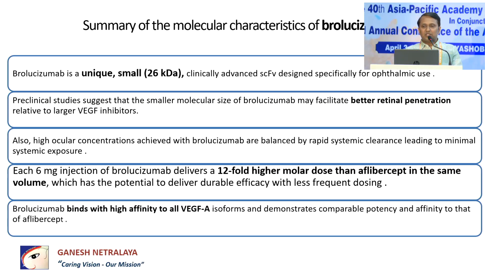So the new molecules which are there in our portfolio, like brolucizumab. Brolucizumab is a very unique and small molecule, known for better penetration, and it inhibits the larger VEGF molecules. It has been found that it has 12 fold higher molecular dose than aflibercept in the same volume. So it binds with high affinity to all anti-VEGFs. It has been found to have much more efficacy compared to other molecules. They respond better in cases of recalcitrant DMEs.